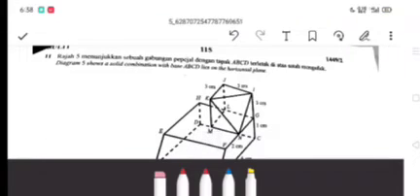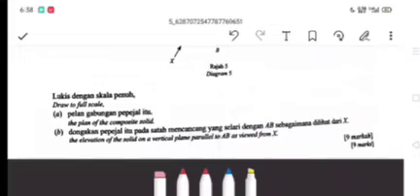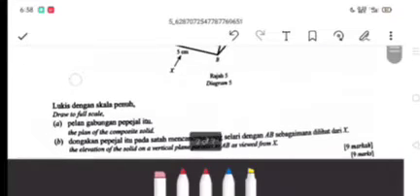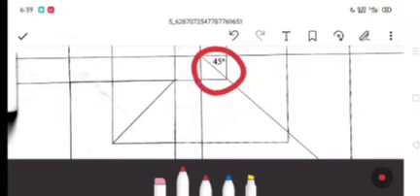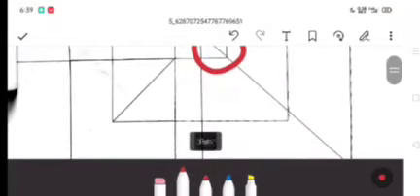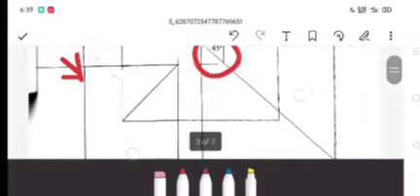Question 11. Diagram 5 shows a solid combination with base ABCD lies on the horizontal plane. Draw to full scale: A, the plan of the composite solid. B, the elevation of the solid on a vertical plane parallel to AB as viewed from X. If we want to draw a plan and elevation, the first step is to draw this 45 degree line, and the next step is to draw the plan of the solid.